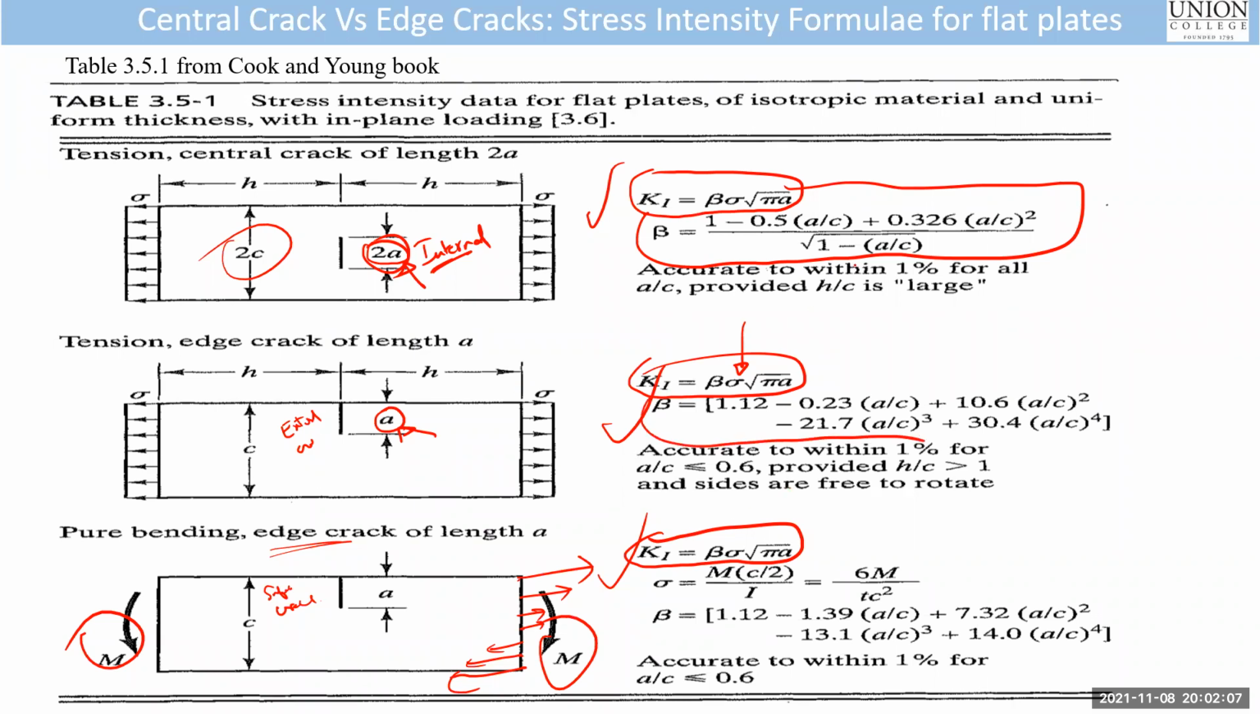And you can see the accuracy also, how accurately these predict: accurate to within 1% for all a by c ratios. So Irwin's formulas very accurately predict the K1 values using that relation and using the beta values based on the plate dimensions, the crack dimension and the loading. That's why we have three different formulas there. Beta is changing with the loading also. Is that okay so far?